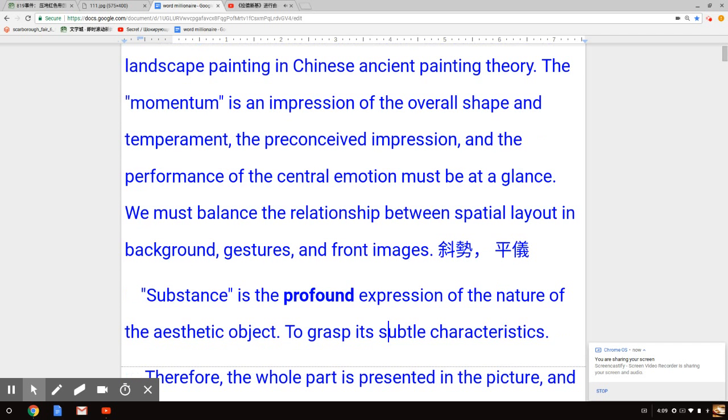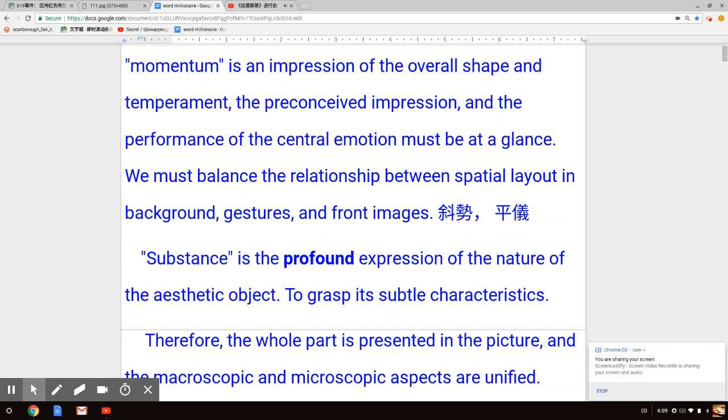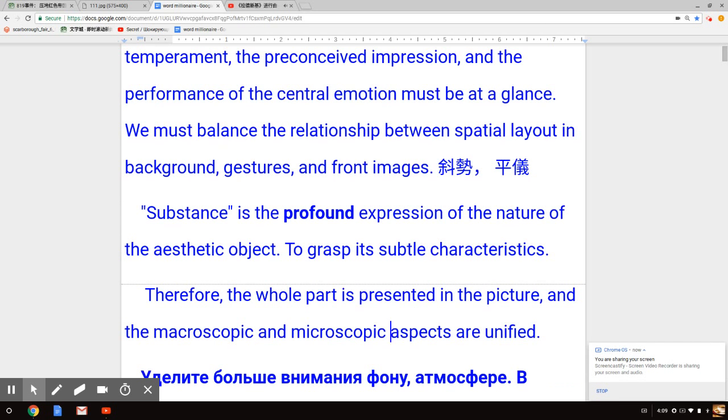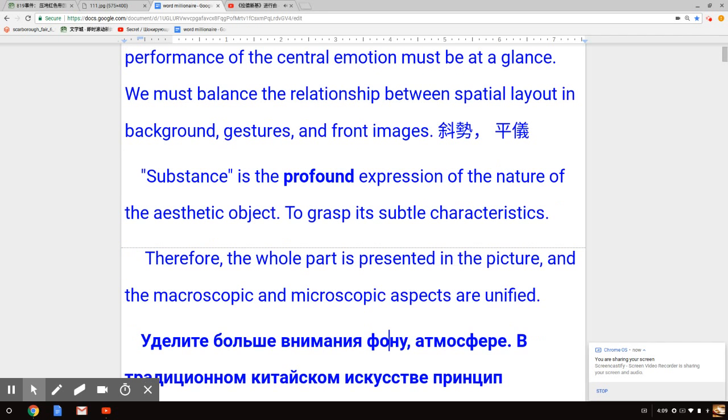Substance is a profound expression of the nature of the aesthetic object, to grasp its subtle characteristics. Therefore, the whole part is presented in the picture, and the macroscopic and microscopic aspects are unified.